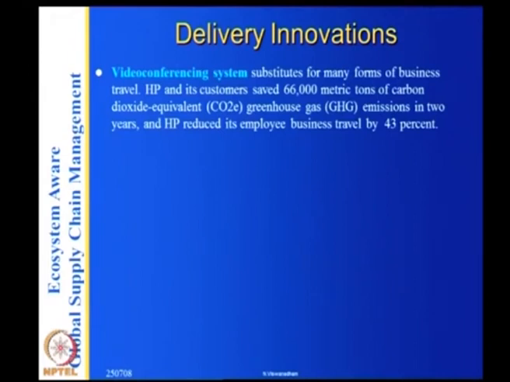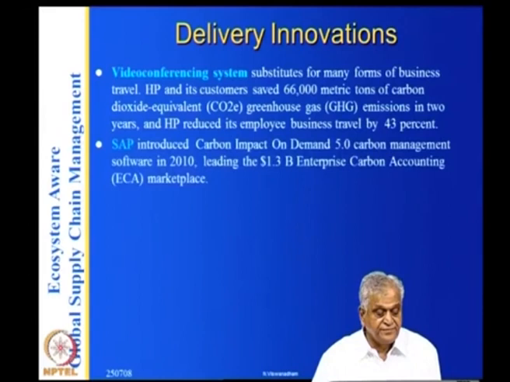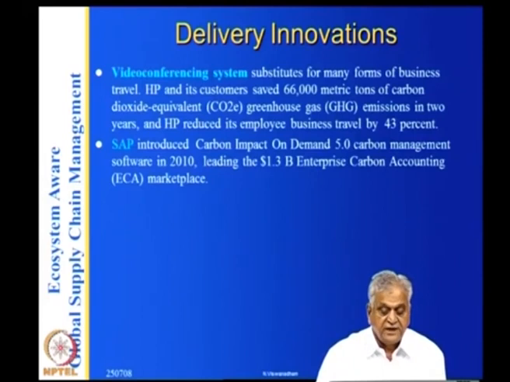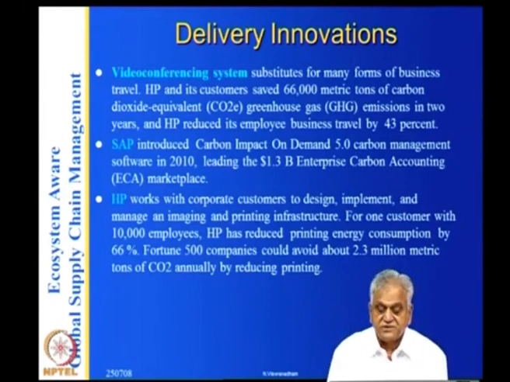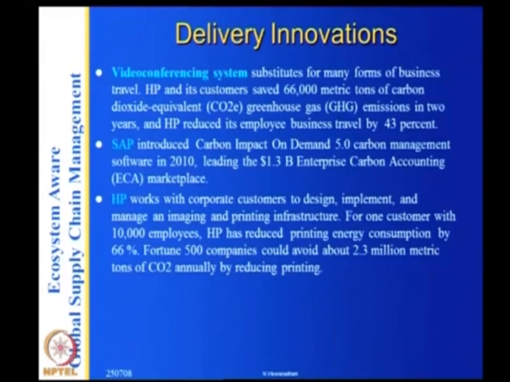Hewlett Packard and its customers saved 66,000 metric tons of carbon dioxide equivalent greenhouse gas emissions in 2 years. And HP reduced its employee business travel 43%. SAP introduced its Carbon Impact on demand 5.0 carbon management software in 2010, and they have an enterprise carbon accounting marketplace. And HP works with corporate customers to design, implement and manage an imaging and printing infrastructure. For one customer with 10,000 employees, HP reduced the printing energy consumption by 66%.